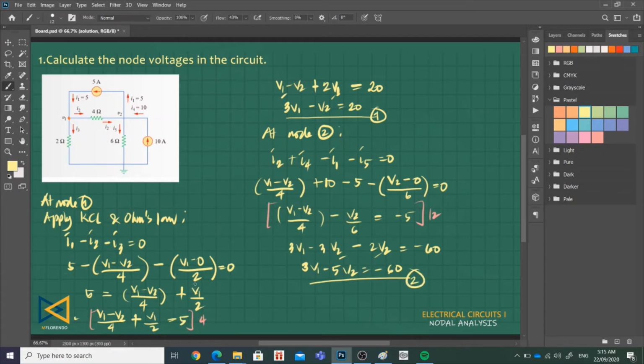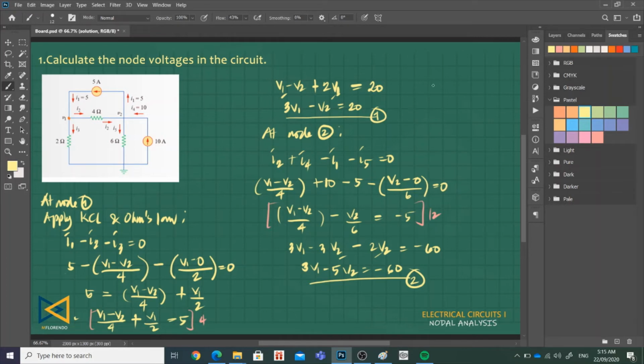So, we have two unknowns. Ano yung mga unknowns natin? Dalawa lang kasi yung node voltages natin. So, kung ilan yung node voltages mo, yun din ang number of equations mo dapat. So, kung you have two unknowns, two equations ka, and you have a 2 by 2 matrix.